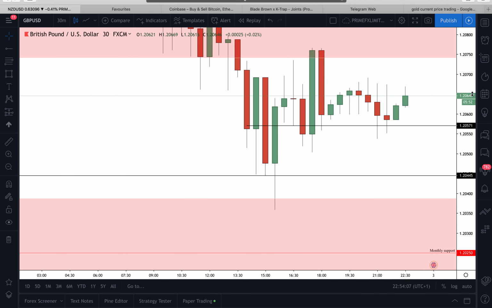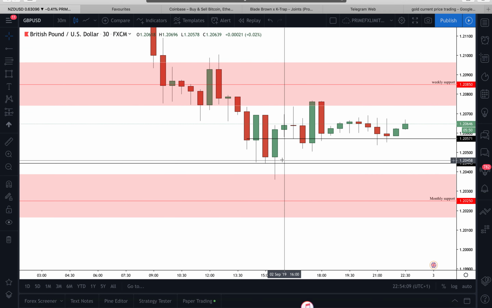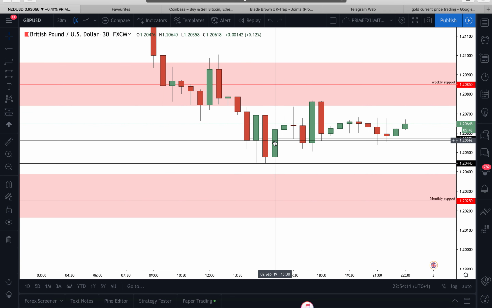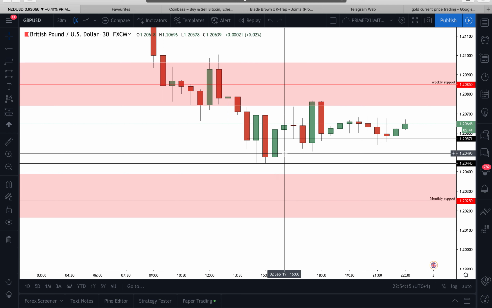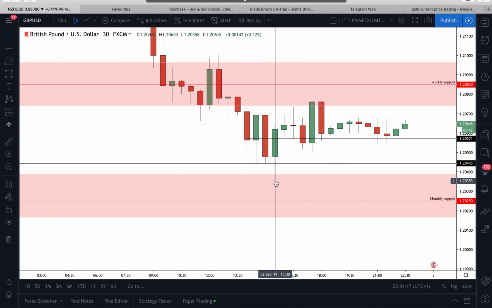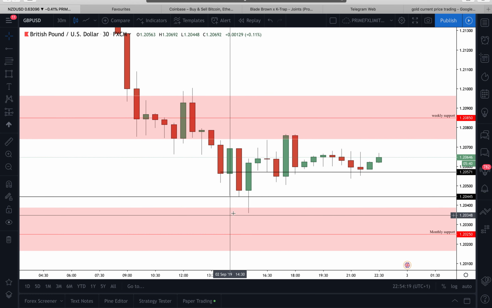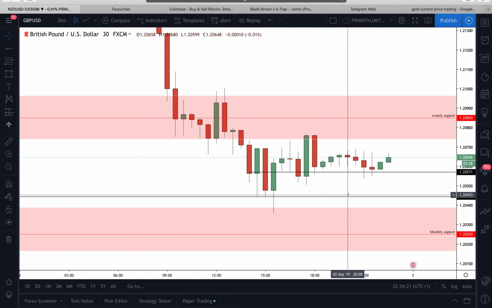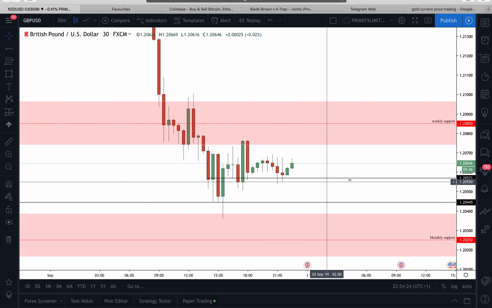Nice little tweezer bottom here, but this tweezer bottom was extended by the sellers to the downside. Okay, and I do favor price action to now reverse. We are seeing some reversal signs. Let's see how we open London time.